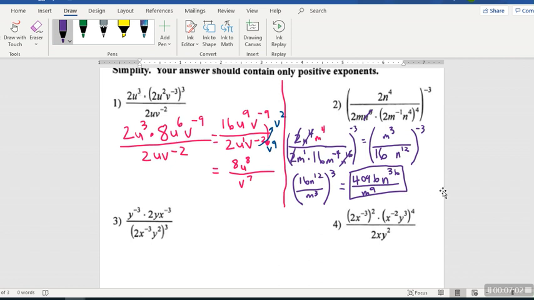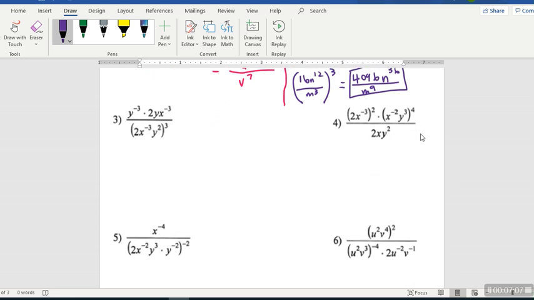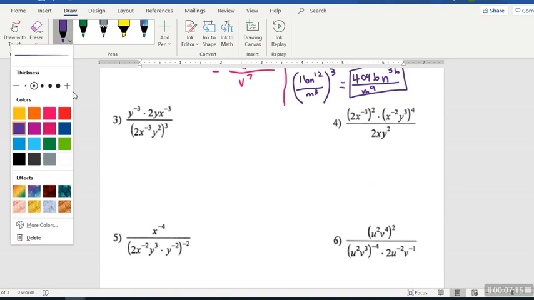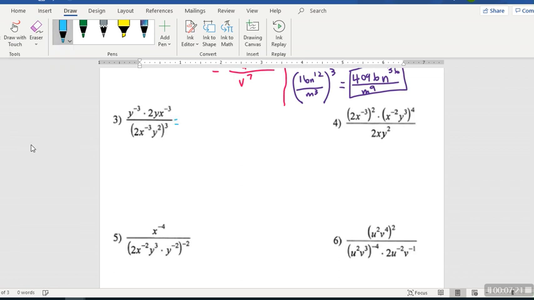All right. Moving on to number 3. So let's combine the y's in the numerator and then apply that 3 there to everything inside the exponent in the denominator, and we'll go from there. So y to the negative 3rd times y to the 1st is going to be y to the negative 2nd. Now we'll put my coefficient out front.